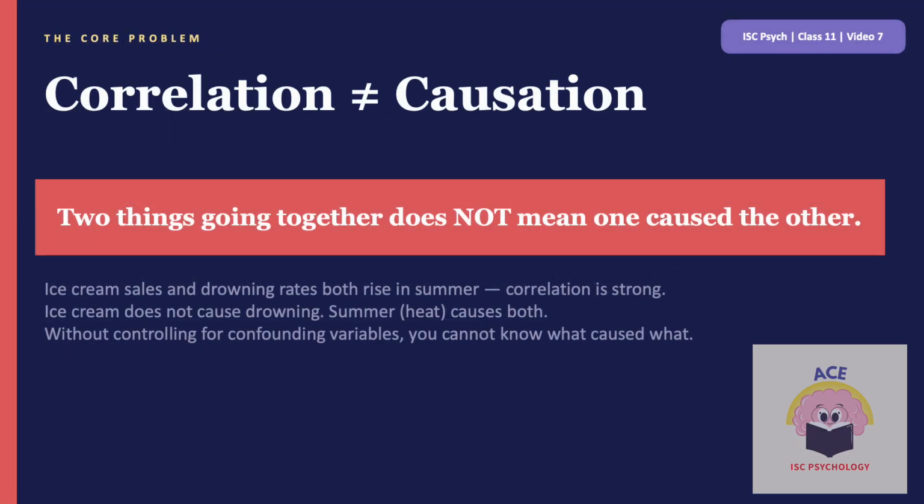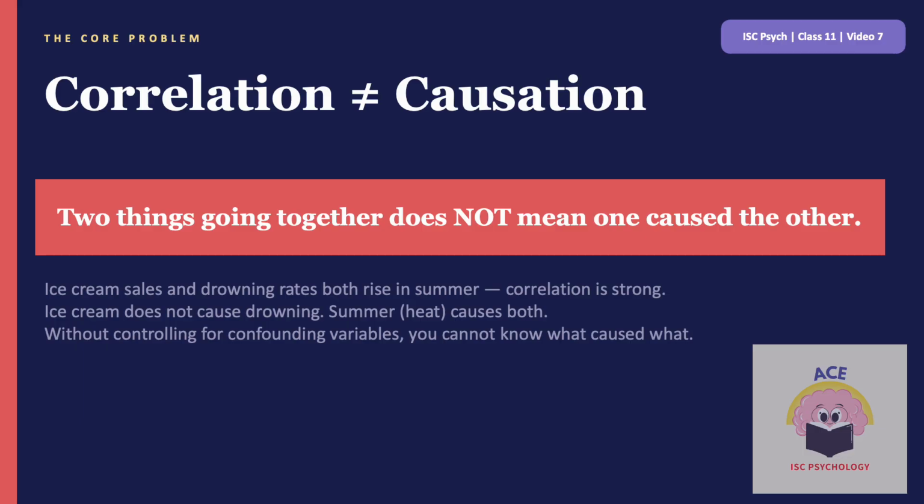One of the main concepts to understand here is the problem of confounding variables, other factors that might explain the relationship between two things. Observation and surveys can show us correlations, things that go together, but they cannot rule out alternative explanations. This is called correlation is not equal to causation, implying two things going together does not mean one causes the other. Let us consider an example. Ice cream sales and drowning rates both rise in summer, so the correlation is strong. But can you say eating ice cream causes drowning? No. We can see there is a common variable, summer heat, which may cause both. This is the confounding variable problem.